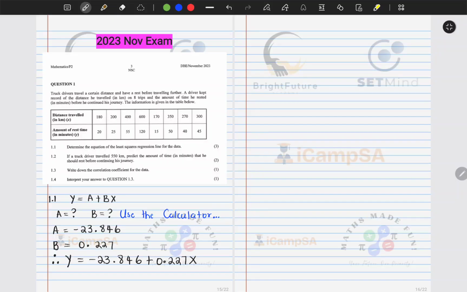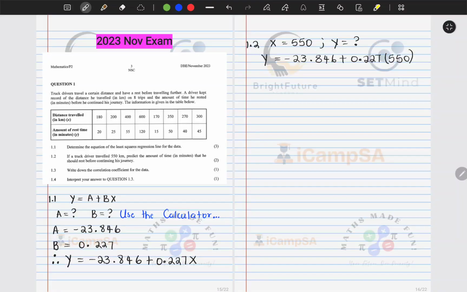And now we are asked, we're looking at 1.2, if a driver took 550 kilometers, remember that's the distance, that is x, predict the amount of time that he should rest before continuing on his journey. So what we are given is that x equals 550, and we are required to figure out what y is. Remember we have the equation already, so y equals minus 23.846 plus 0.227 into 550.